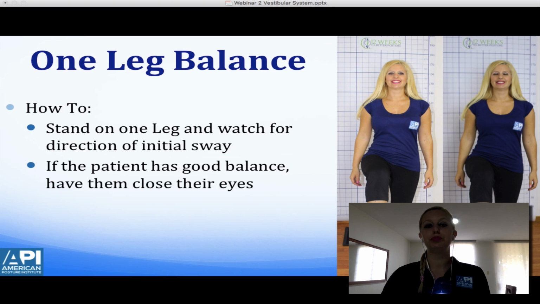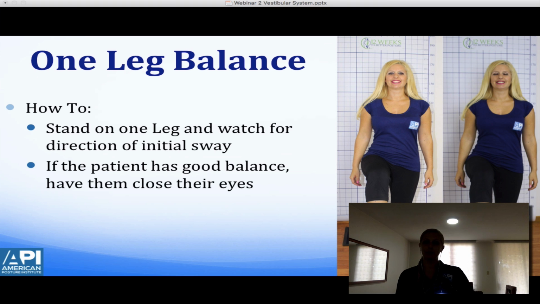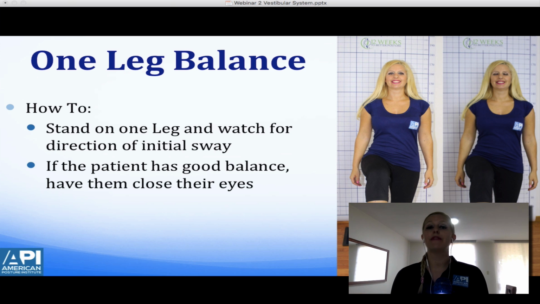So the first examination that you're going to do is called one leg balance. How the patient performs this is you're going to have them stand on one leg like you can see in the photos here. I can also perform it just like this. So I'm standing on one leg, bringing my leg up to 90 degrees in the same plane as my hip here. What you want to see is that the patient can stand on one leg with proper postural design for 30 seconds or more. More is better.